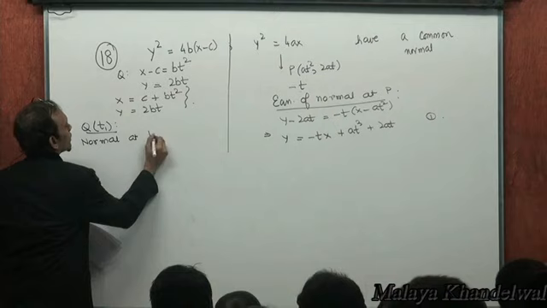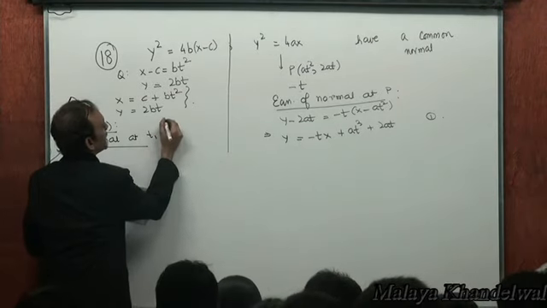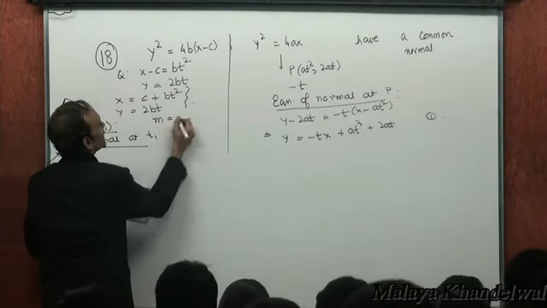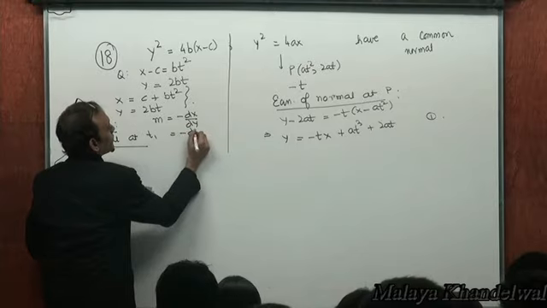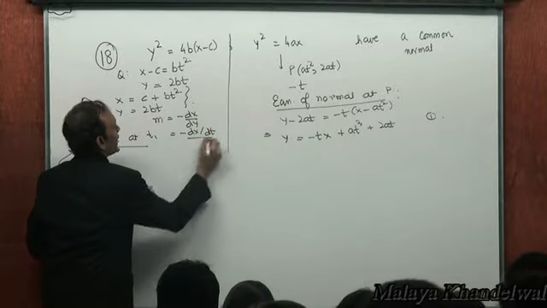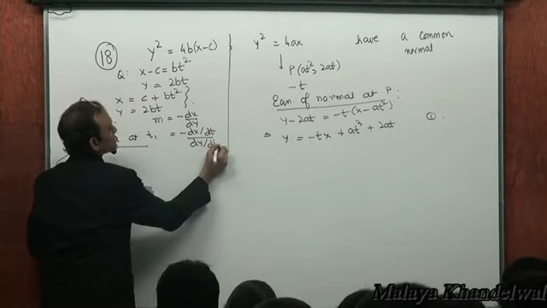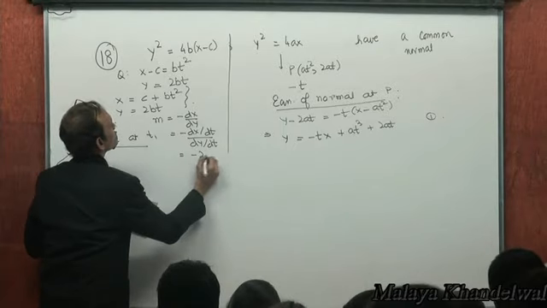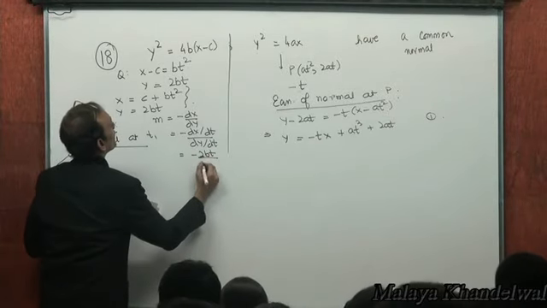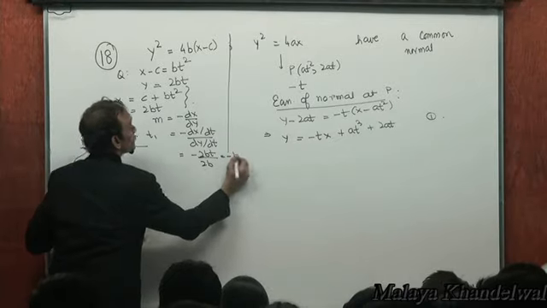First of all, what's the slope of the normal at any x, y? The slope of the normal at any x, y is minus dx/dy, which is minus (dx/dt) divided by (dy/dt). That's the slope of the normal at any x, y. Minus dx/dt over dy/dt is like minus 2bt divided by 2b, which is minus t.